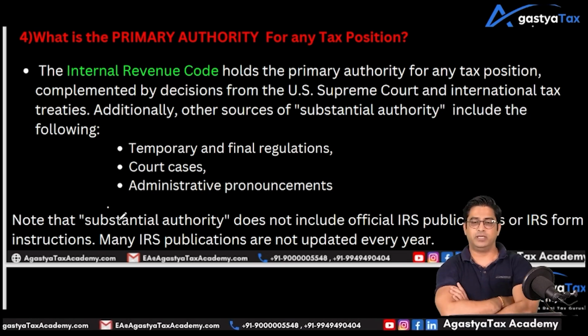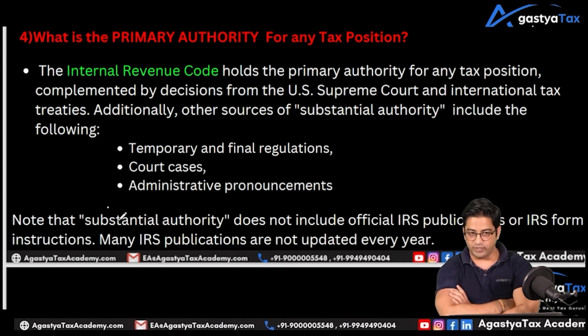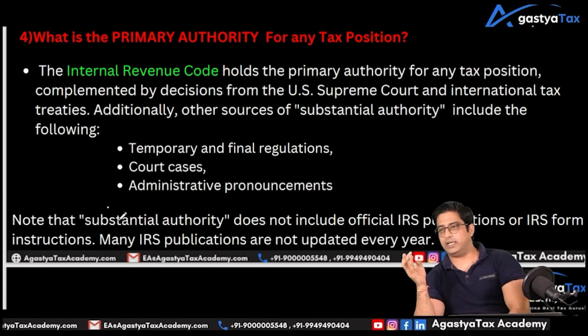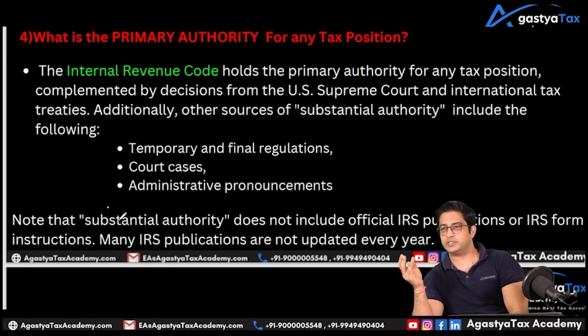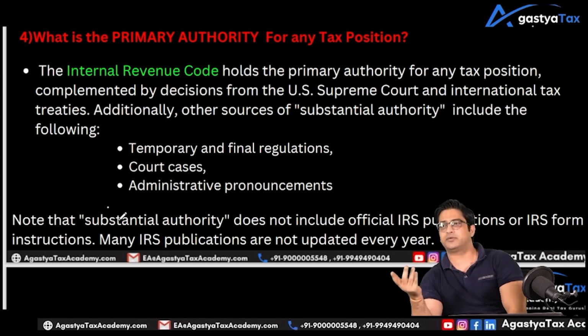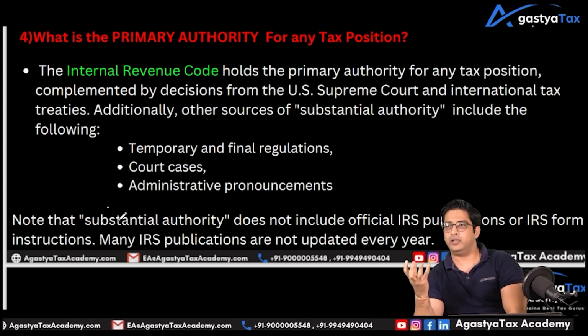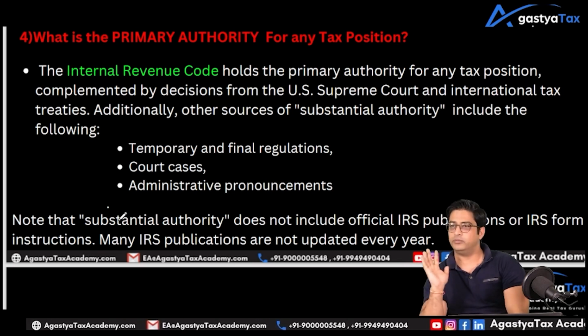So we can take the IRC, we can take US Supreme Court decisions, and we can take international tax treaties as primary authority for any tax provision. That is what we are trying to understand. Okay.